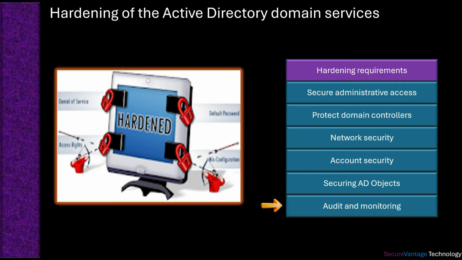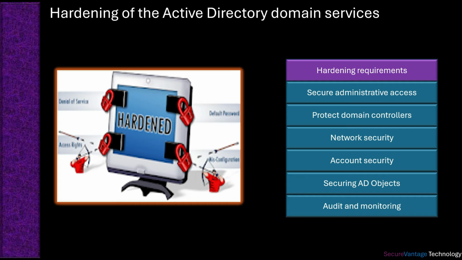For audit and monitoring, you enable detailed auditing of AD activities, and you centralize and analyze logs from all DCs and critical systems. How to achieve this? You configure advanced audit policy settings for events like account logon, directory services access, and privilege use. Store logs securely and review them regularly. And you use a SIEM solution to aggregate and analyze logs, enabling timely detection and response to potential security incidents.